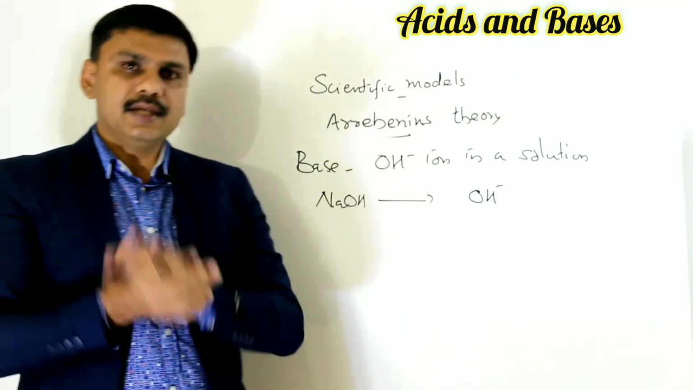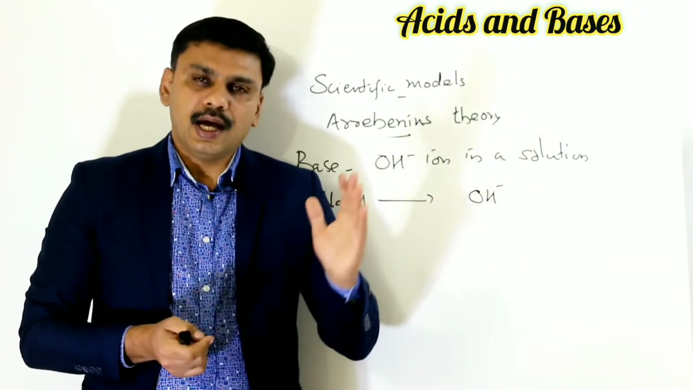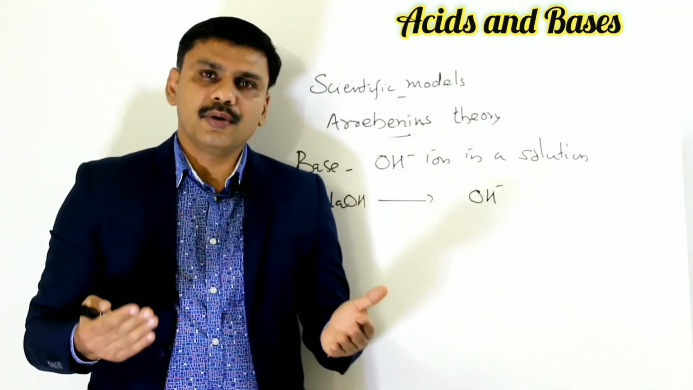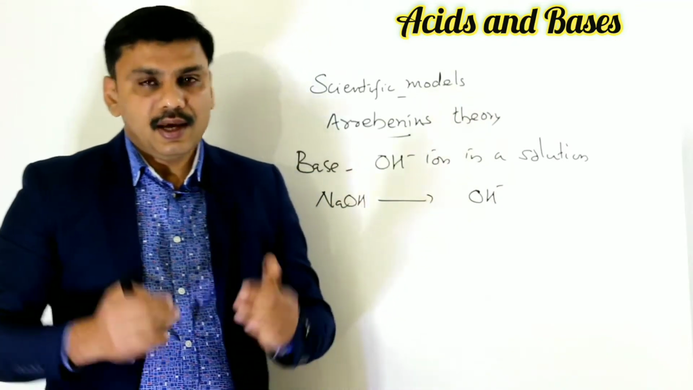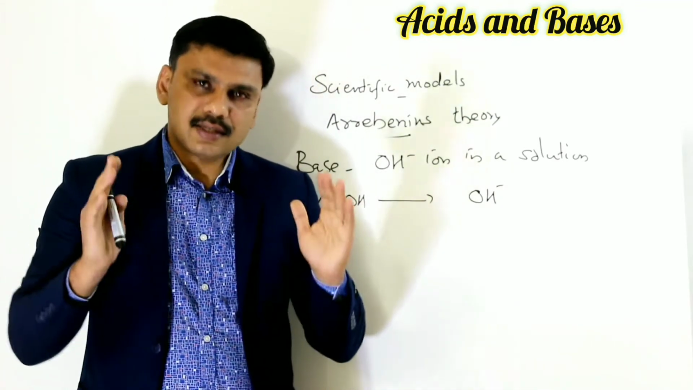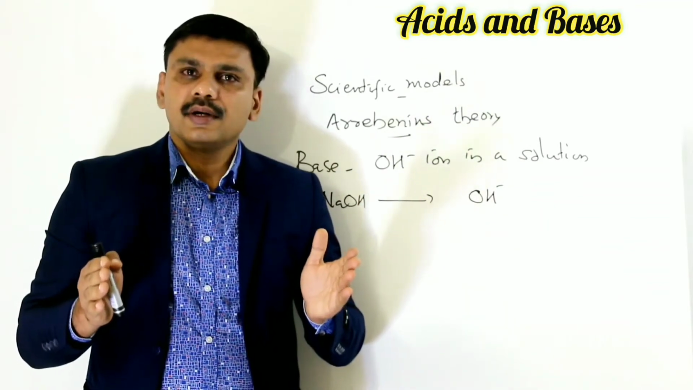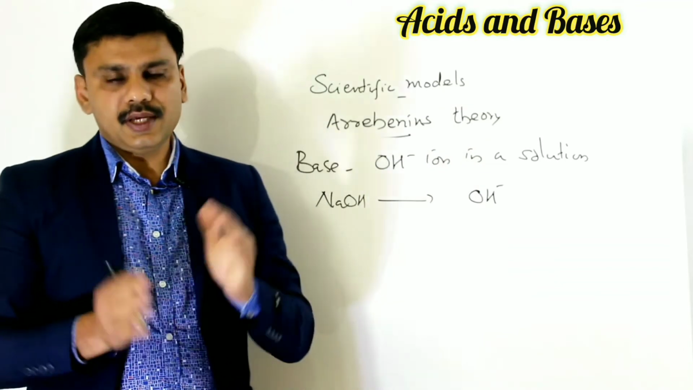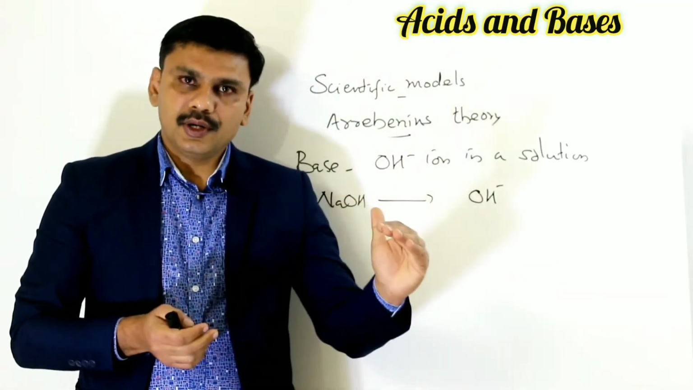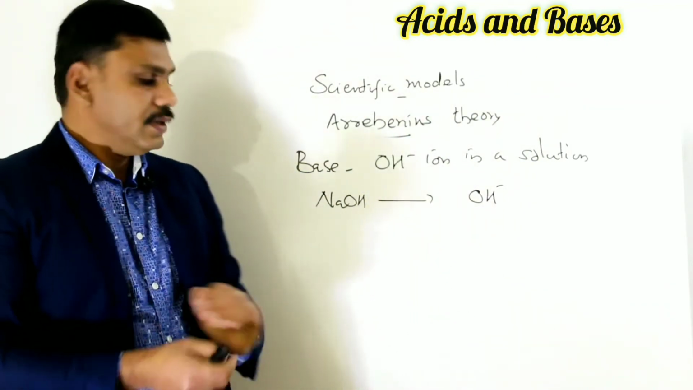So according to Arrhenius theory, acid and base are very important. An acid is a substance which can produce H plus ion or H3O plus ion in an aqueous solution. A base is a substance which can produce OH minus ion in an aqueous solution. So these two definitions are important: according to Arrhenius theory, define acid and base.